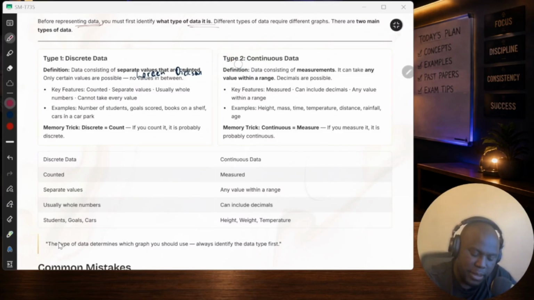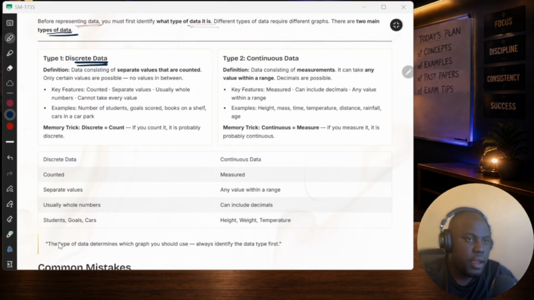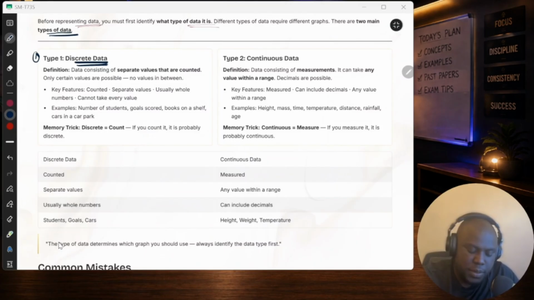You need to know the types of data so that when you have collected data, you can tell what type of data it is. Here, we have 2 main types of data. One is called discrete data, which means data that is only made up of whole numbers. Data that is only having whole numbers.